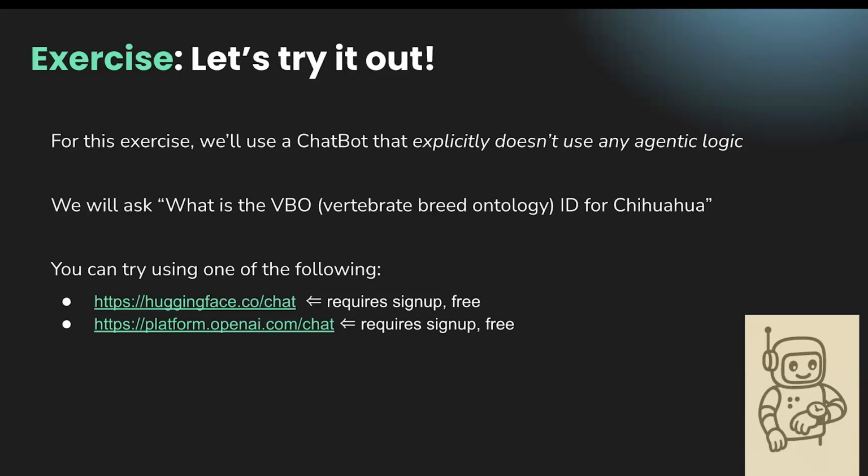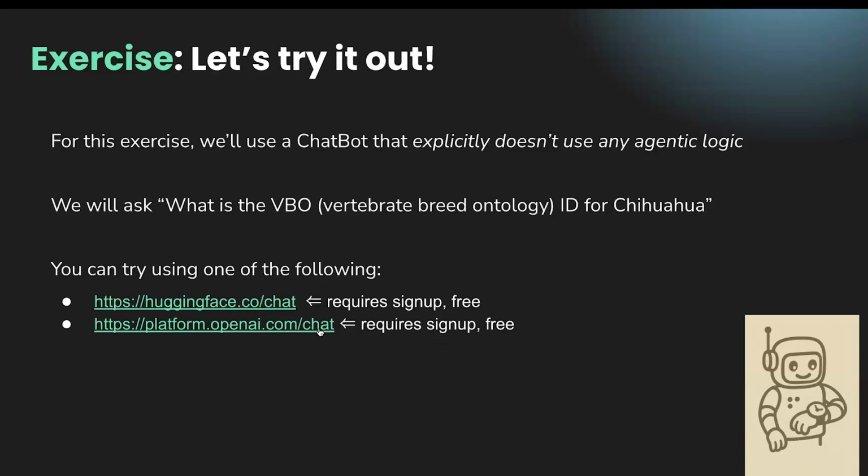You can't actually do that using the main chat interfaces these days, but there are still some ways you could do it. There's something called Hugging Face that gives you a very basic model that you can chat with, free of any agentic integrations. Or if you already have a ChatGPT account, you could try this URL here, platform.openai.com/chat. That will give you a lower level interface where you can interact directly with the LLM.